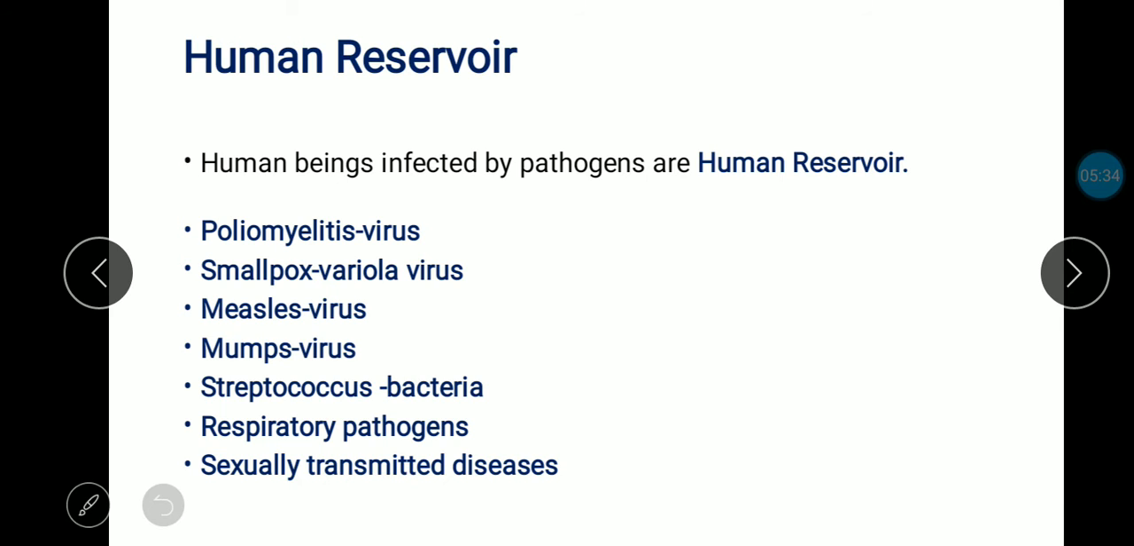Poliomyelitis virus. This virus is only present in the human body. Likewise, smallpox virus, variola virus, measles virus, mumps virus, streptococcus bacteria, respiratory pathogens, sexually transmitted diseases, disease causing agents, all these are present only in the human body.